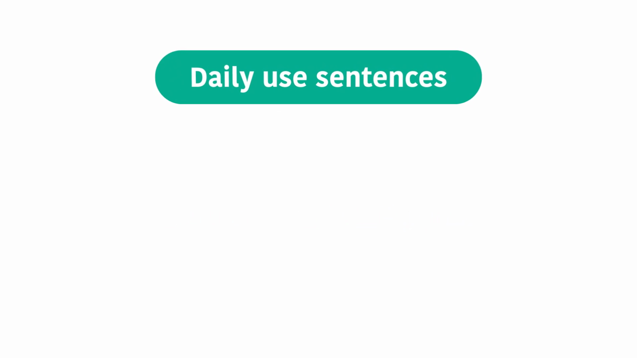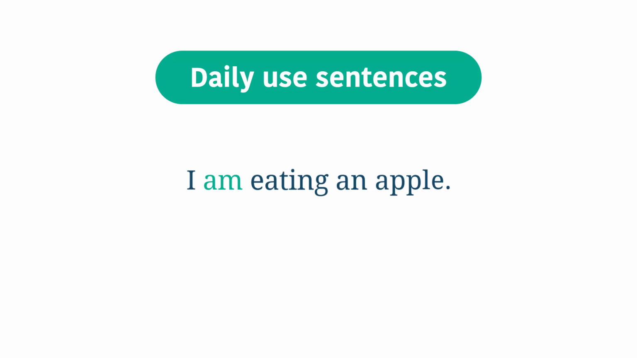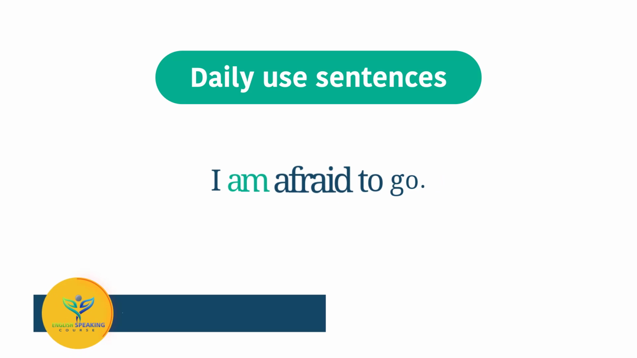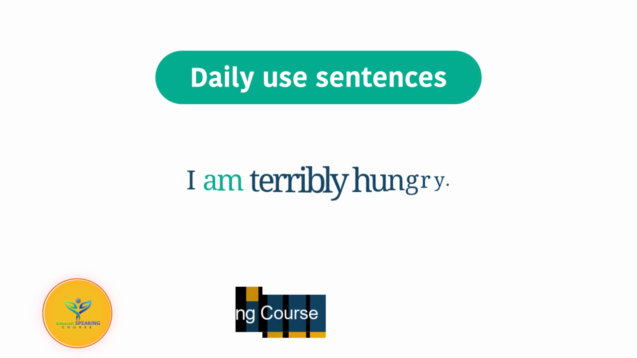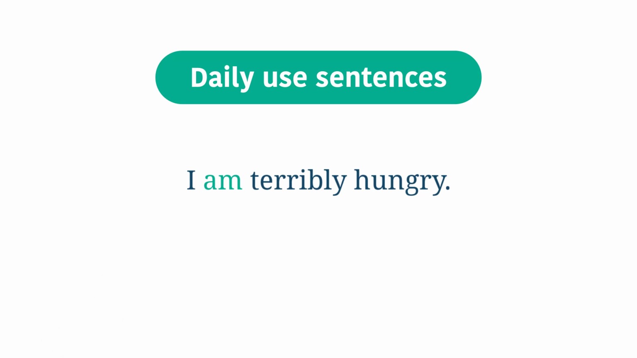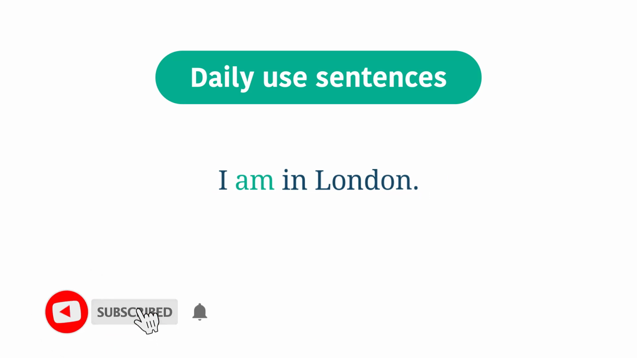Daily use sentences. I am 19 years old. I am eating an apple. I am a stranger here. I am afraid to go. I am the same age. I am taller. I am a teacher. I am terribly hungry. I am in London.